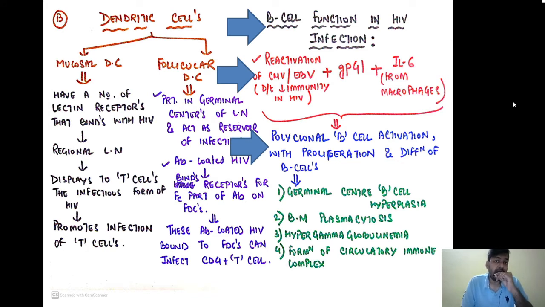So I repeat again, the reactivation of cytomegalovirus or EBV because of reduced immunity in HIV, the HIV glycoprotein 41, as well as the release of interleukin 6 from the macrophages in response to HIV infection, all these three cause a polyclonal B cell activation with proliferation and differentiation of the B cells, which is characterized by germinal center B cell hyperplasia, bone marrow plasmacytosis, hypergammaglobulinemia, and formation of circulatory immune complex. So all these things are the B cell function in the HIV infection, which causes polyclonal B cell activation.